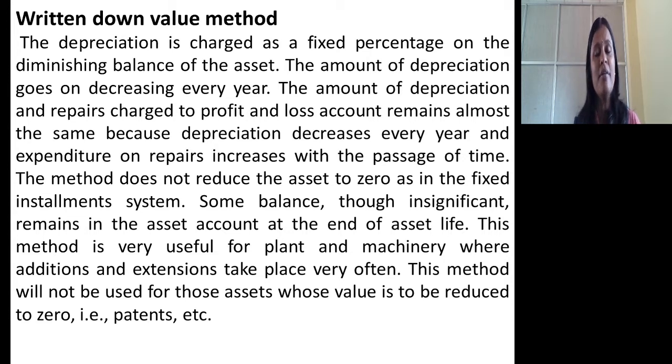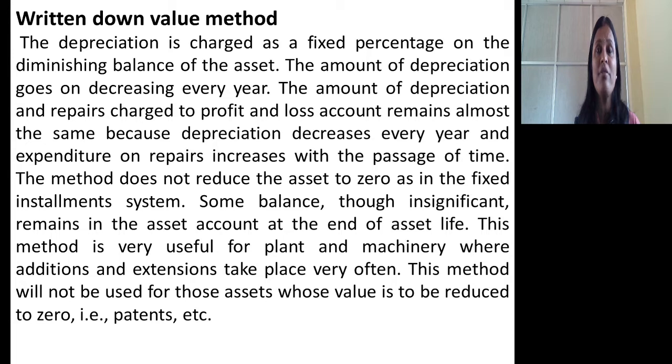In this sense, we studied the original cost method. Under the original cost method, we applied the formula: cost of asset minus scrap value divided by the number of years or lifetime of the asset. So we arrived at depreciation per annum and we used to charge the same amount as depreciation every year. But that is not the case with this method.